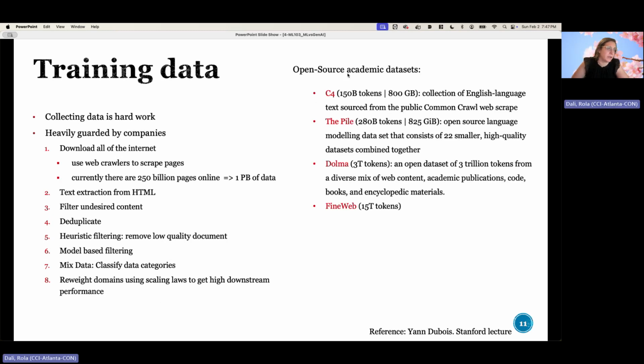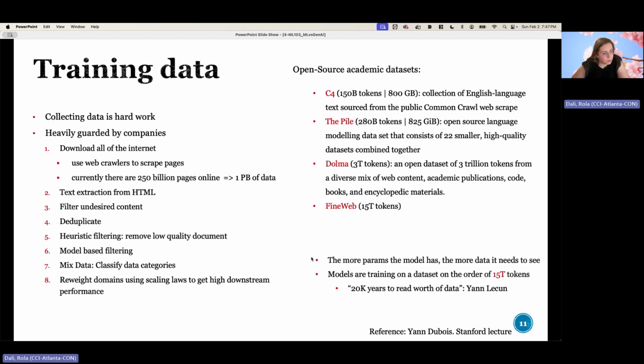There's some open source academic data sets if you're interested. There's the C4, the Pile, Dolma, and FineWeb. And if you Google those, you should be able to find them online. And so again, the bigger the model is, the more parameters it has, then the more data it needs to see.